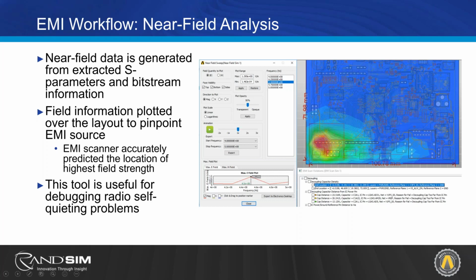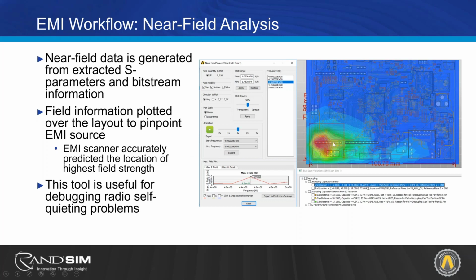And you can see that I have the EMI scanner down here, and I've clicked on my violation. So the violation that flagged this area in the first place was that there wasn't enough decoupling capacitors in this region. It's kind of cool to see that the EMI scanner does accurately predict the location of the highest field strength. So when I clicked on this capacitor density, it gave me a flag that this is a region that has low density for decoupling capacitors, and then it's proven by the near field analysis that we have a hot spot.